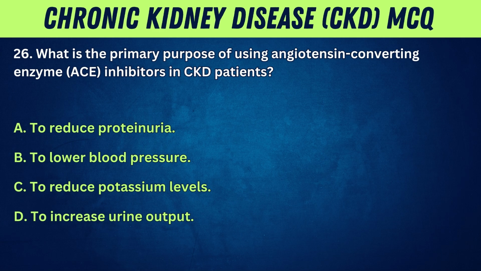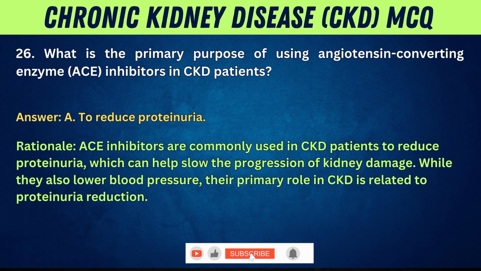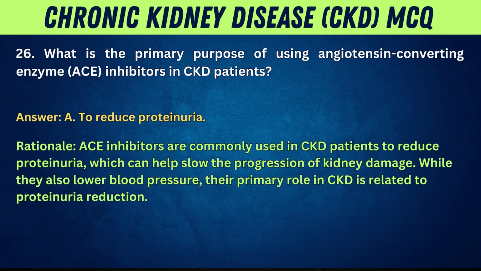26. What is the primary purpose of using angiotensin-converting enzyme, ACE, inhibitors in CKD patients? A. To reduce proteinuria. B. To lower blood pressure. C. To reduce potassium levels. D. To increase urine output. Answer: A. To reduce proteinuria. Rationale: ACE inhibitors are commonly used in CKD patients to reduce proteinuria, which can help slow the progression of kidney damage. While they also lower blood pressure, their primary role in CKD is related to proteinuria reduction.